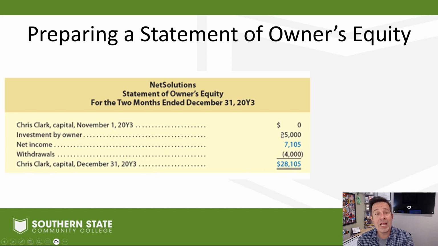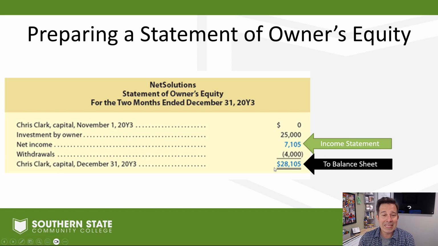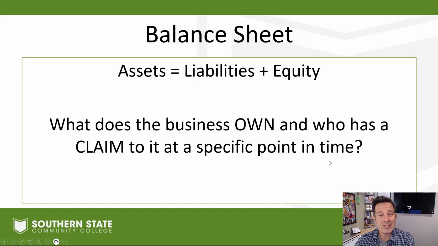and that gives us our ending capital amount. And so we have to do that income statement before we do the statement of owner's equity, simply because we need that income statement amount. And then that ending capital balance, we're going to carry that over to the balance sheet. Balance sheet is a statement showing us the accounting equation. Assets equals liabilities plus equity. And it's going to show us what the business owns and who has a claim to it at a specific point in time.